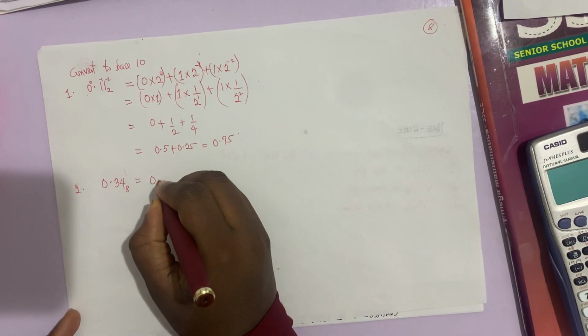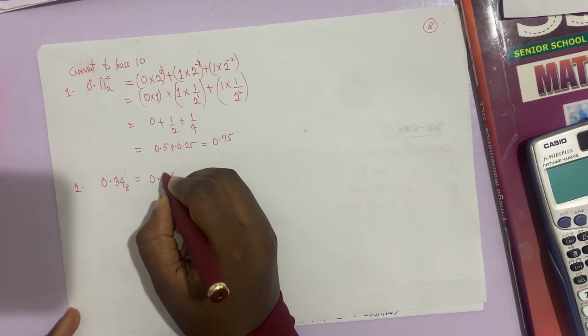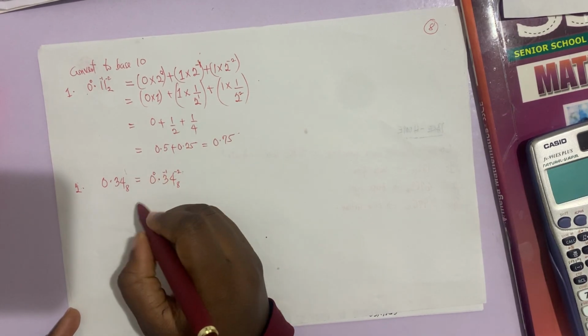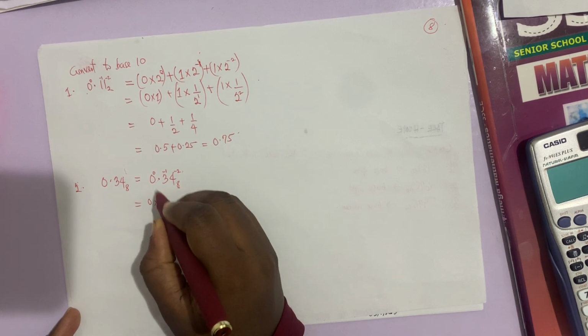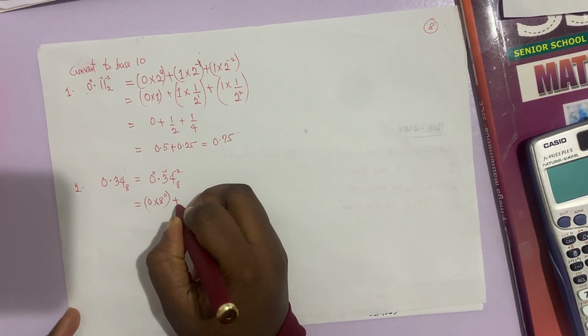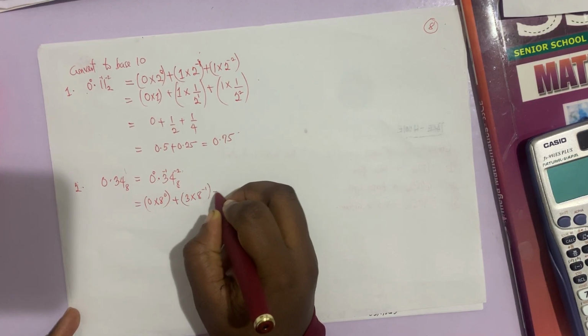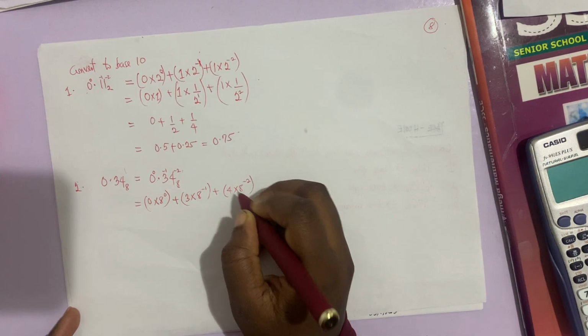Next, convert 0.34 base 8 to base 10. So what's the first thing? You give each digit an index. After the point, -1, -2. Before the point, 0 up until the last. So this becomes 0 times the base 8 raised to power 0, plus 3 times the base raised to power -1, plus 4 times the base raised to power -2.